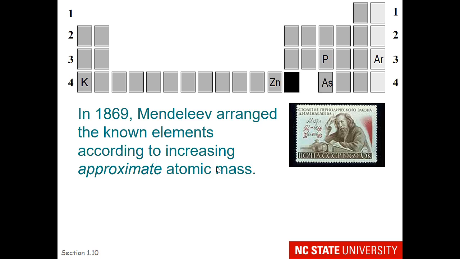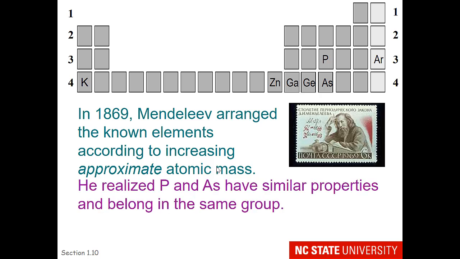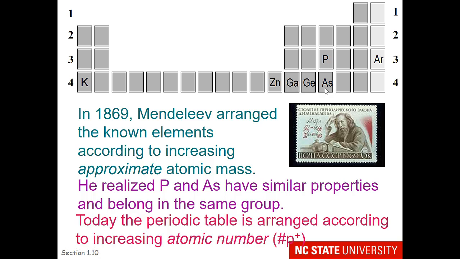So he realized that arsenic was perhaps more closely related to phosphorus, and he predicted the existence of gallium and germanium in advance of them being discovered. By realizing phosphorus and arsenic have similar properties, he placed them within the same group in the periodic table. Today, we arrange the periodic table according to increasing atomic number, but we still keep that same idea that atoms within the same column have very similar properties.